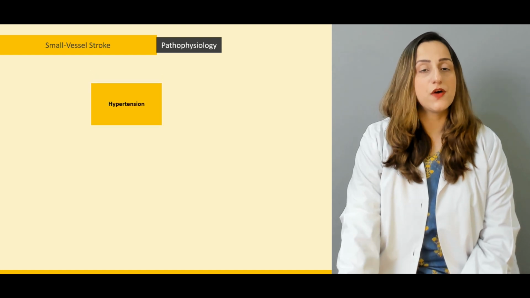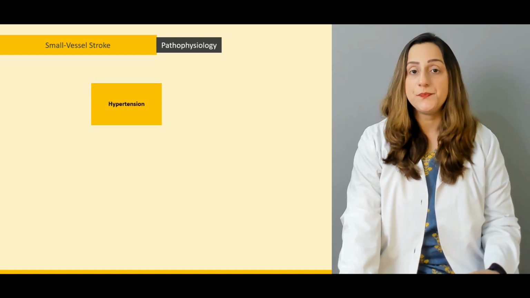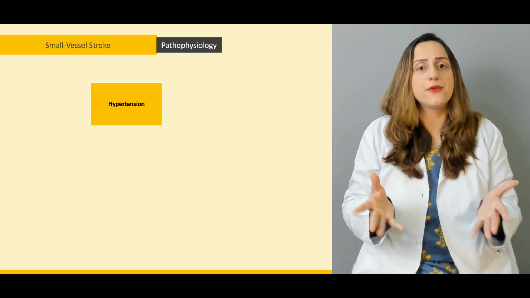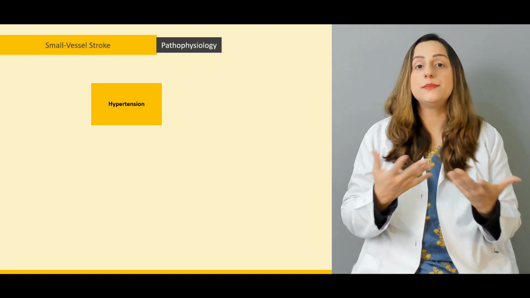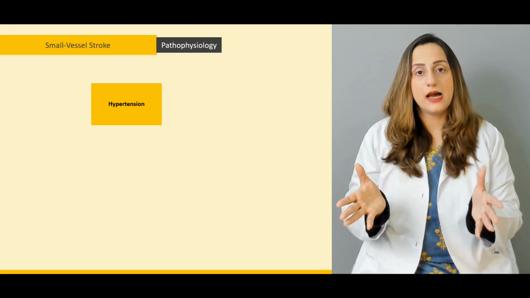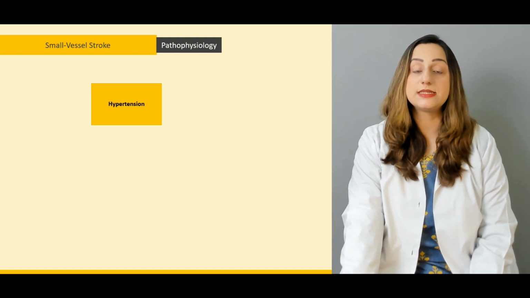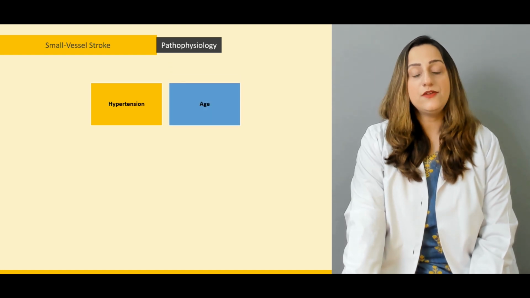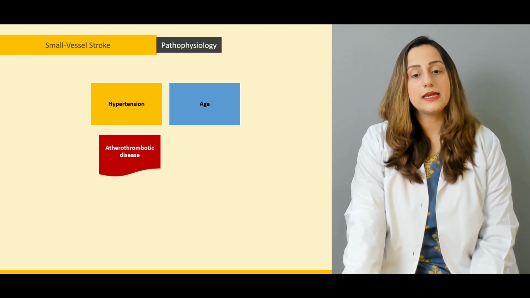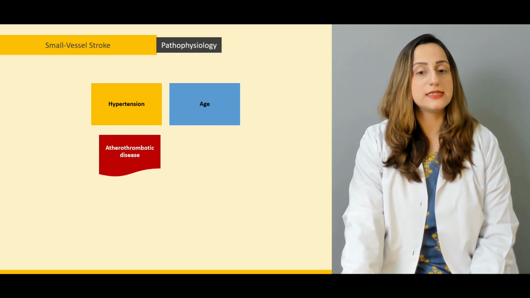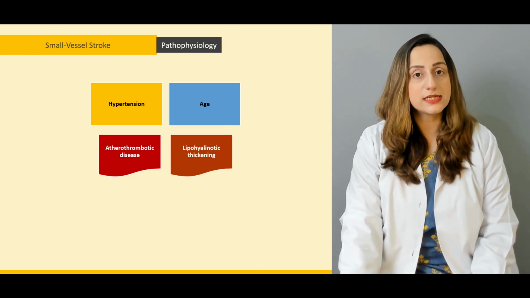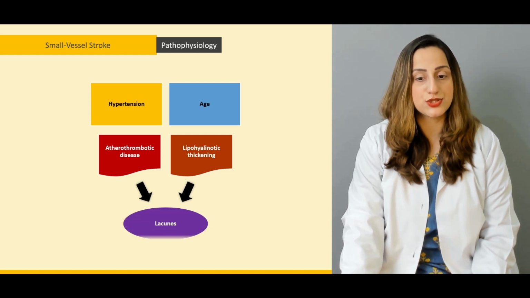The pathophysiology of the small vessel stroke can be related to hypertension. So if you look in the history, or while carrying out the clinical examination, you monitor the blood pressure and you highlight that this particular patient has high blood pressure and he or she is diagnosed with hypertension, even the age. So if it is older individuals that we are dealing with, it can result in atherothrombotic disease in cases of hypertension, or it can be the hyalinotic thickening in cases of age-related disorders.